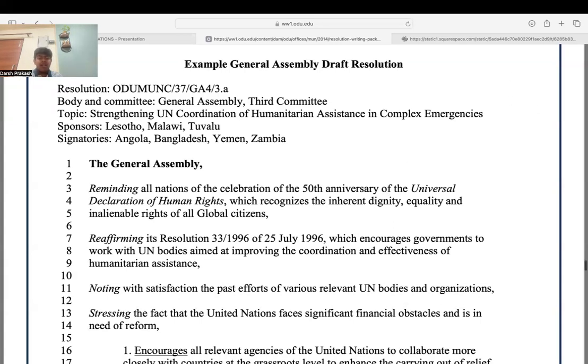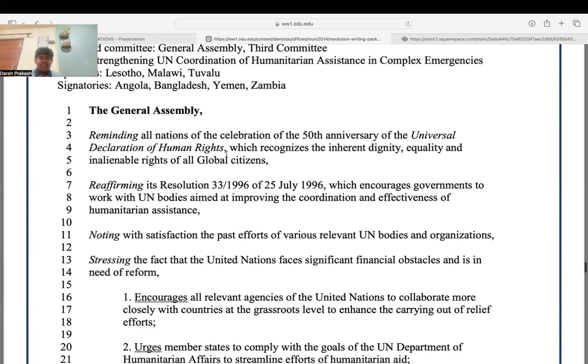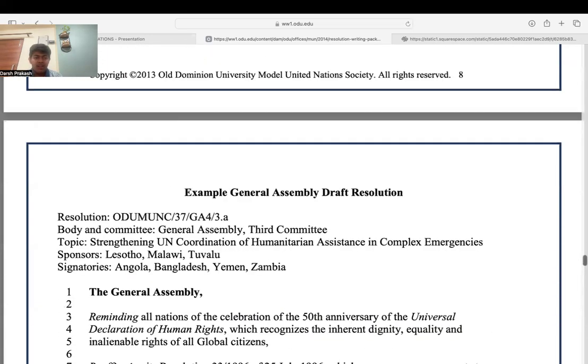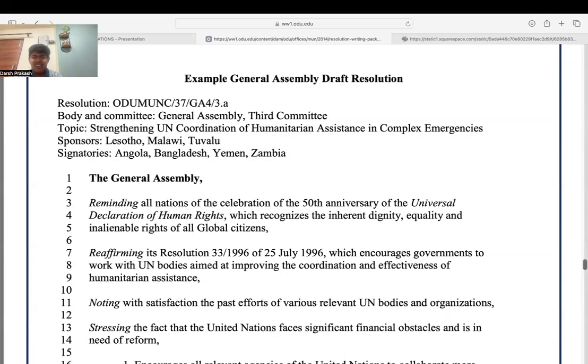So now after writing all these things, you need to basically jot down the points, like they have written, reminding all nations of the celebration of the 50th anniversary of the Universal Declaration of Human Rights. All these points are with respect to the agenda that has been assigned to them. Okay. So you can extend it up to 2 pages. That's not a problem at all.